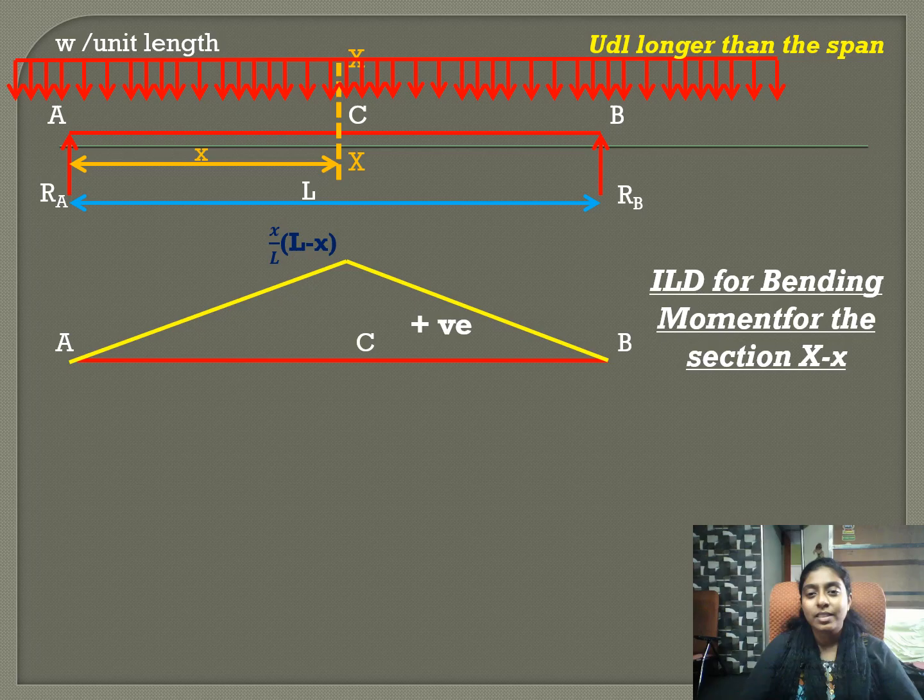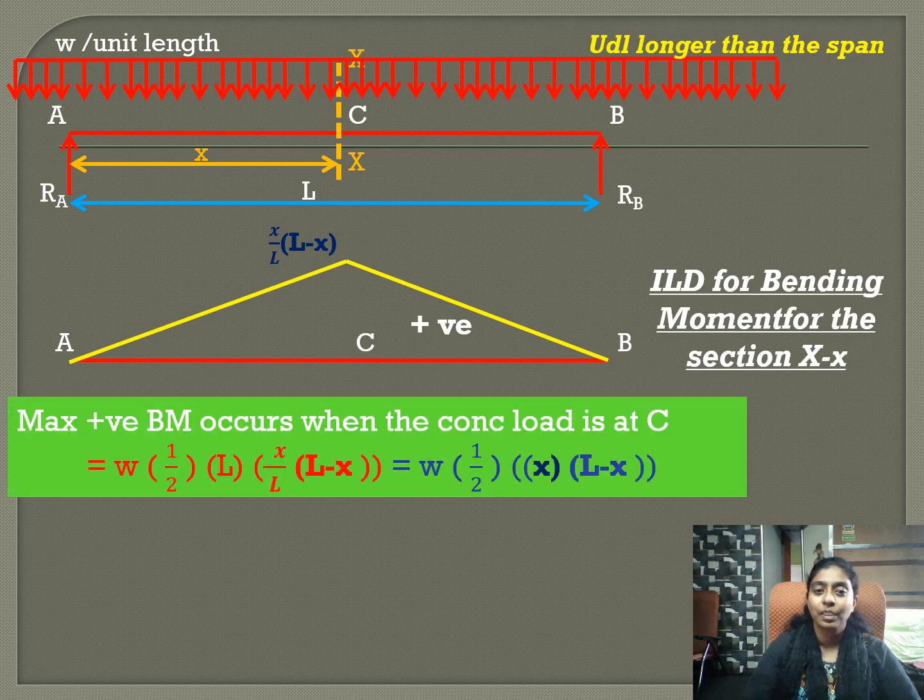Now, the influence line diagram for bending moment for the section X. The influence line diagram is not going to change. The ordinate is x by L into (L minus x) for the section at C. And our maximum positive bending moment occurs when the complete load is on the complete span of our beam. And the intensity is W into half into base into height, that is W into the area under the load.